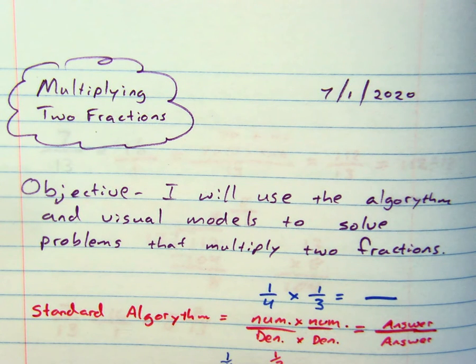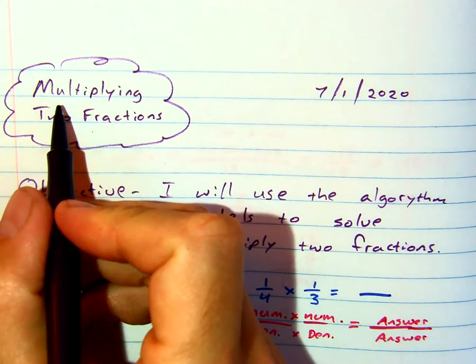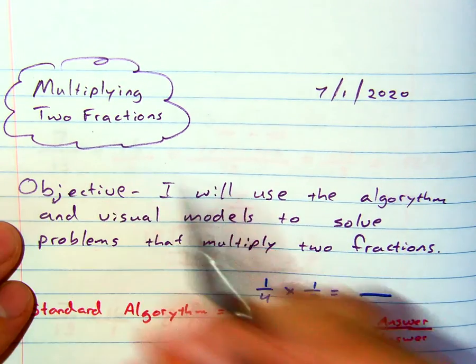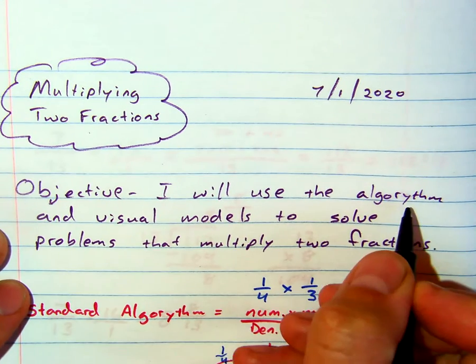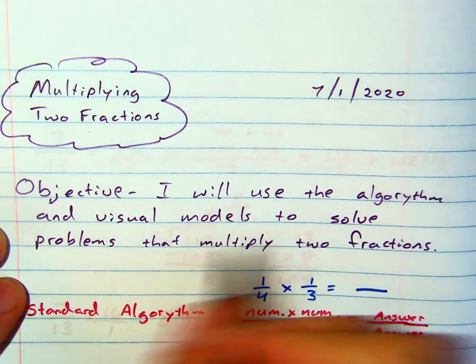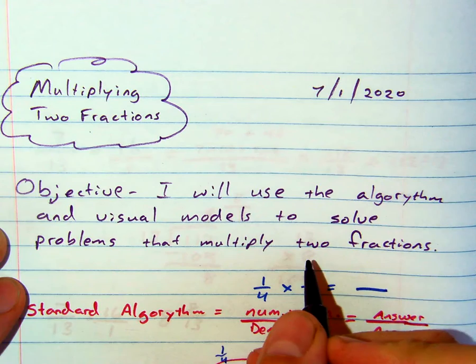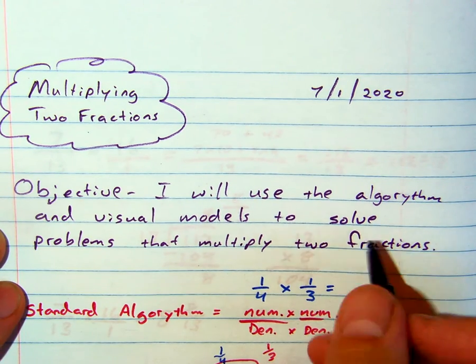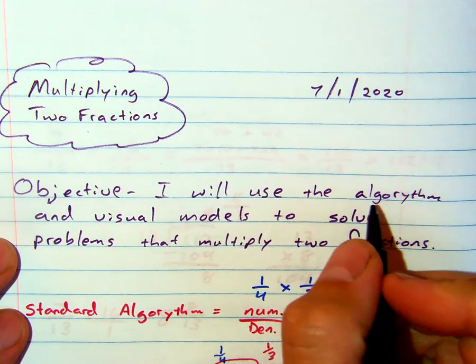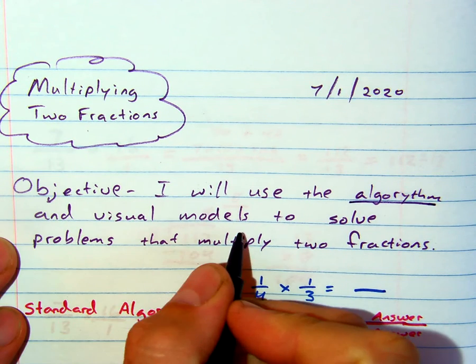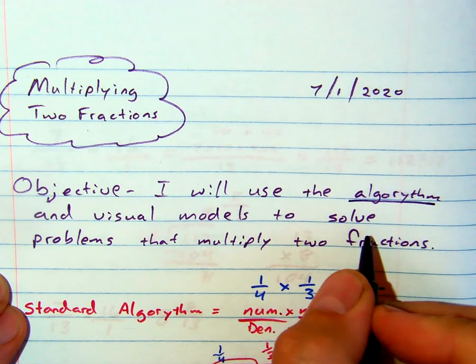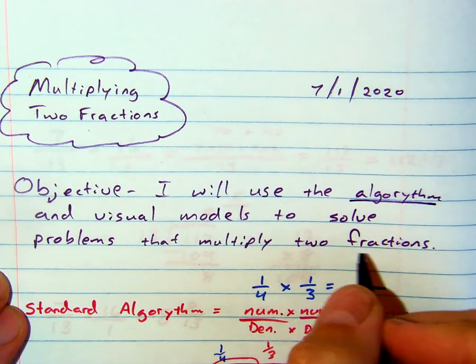Good morning, mathematicians. Let's take a look at today's mini lesson. Our title is Multiplying Two Fractions. The objective here today is: I will use the algorithm and visual models to solve problems that multiply two fractions. Read it with me. I will use the algorithm and visual models to solve problems that multiply two fractions.